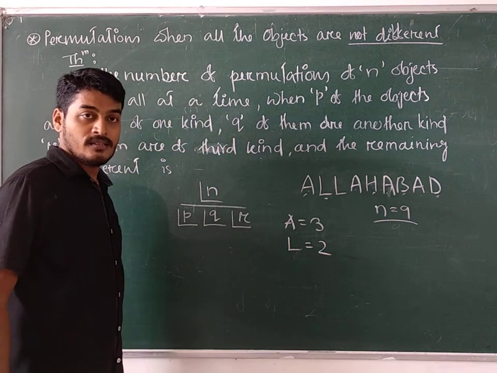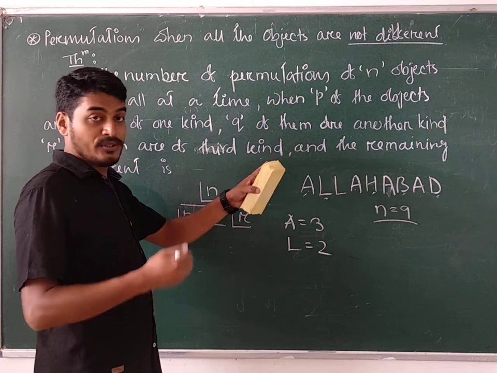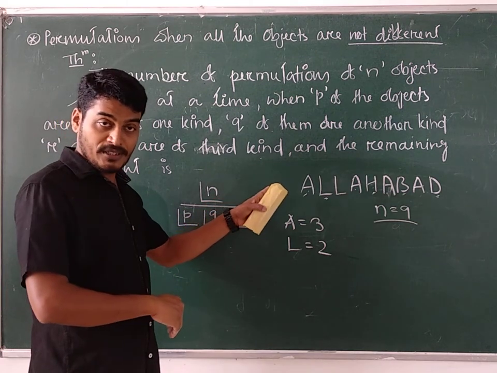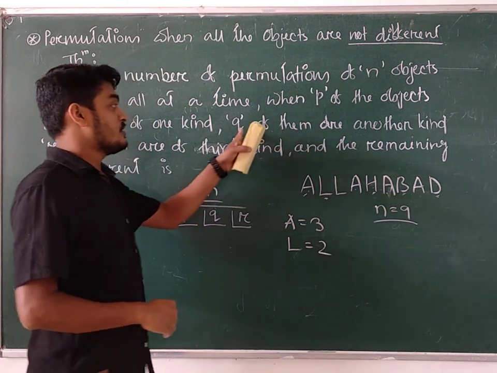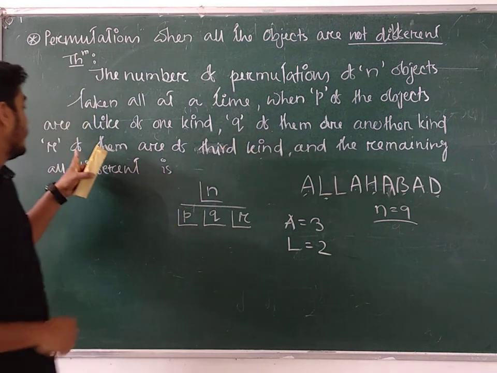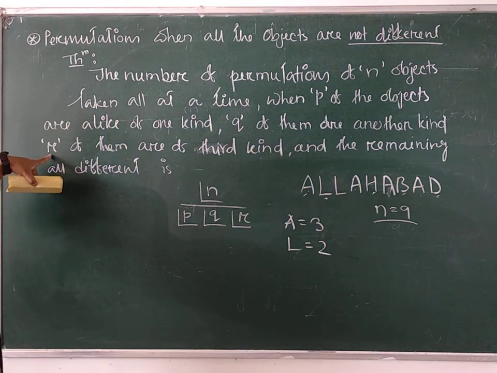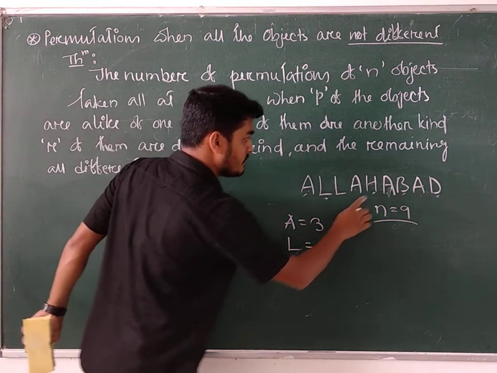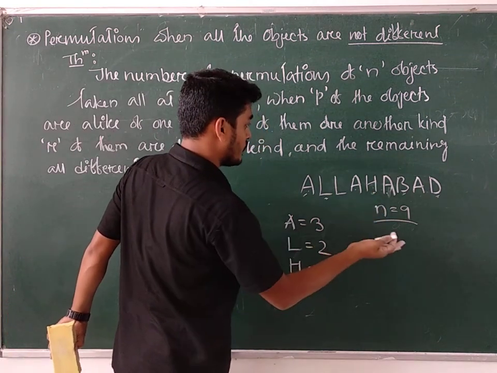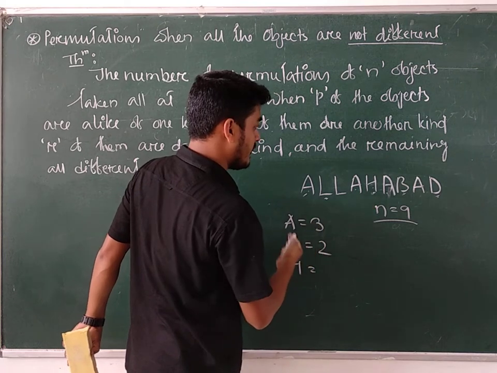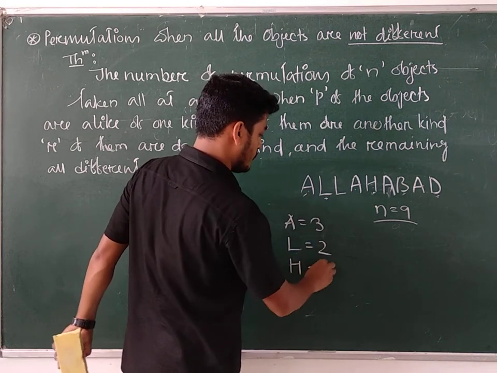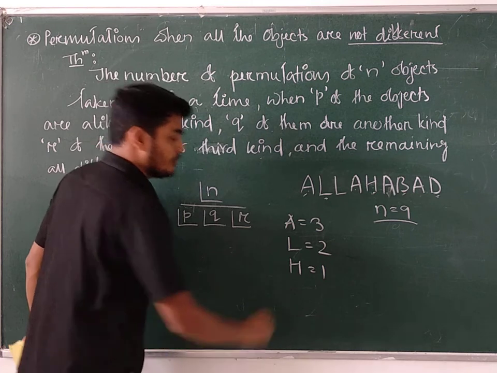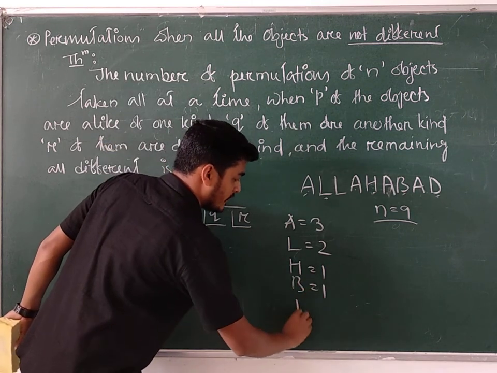2 times. So one object is repeated P times, another object is repeated Q times, and another object is repeated R times. For example, C is repeated how many times? 1. C is not repeated. A is repeated thrice, L is repeated twice. C is only 1 time. B is 1 and D is 1.